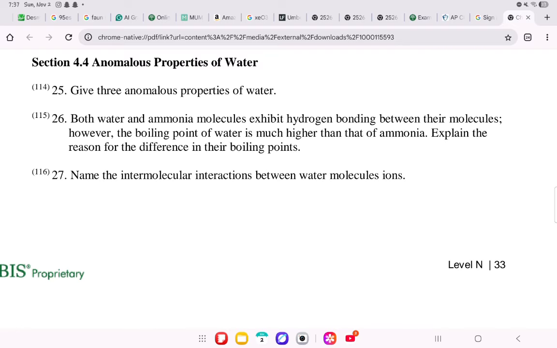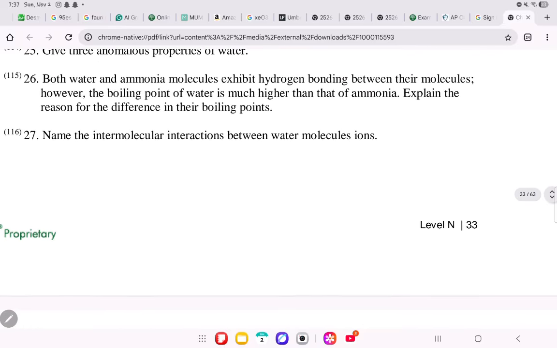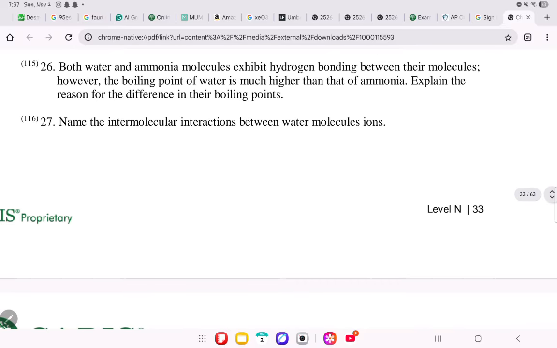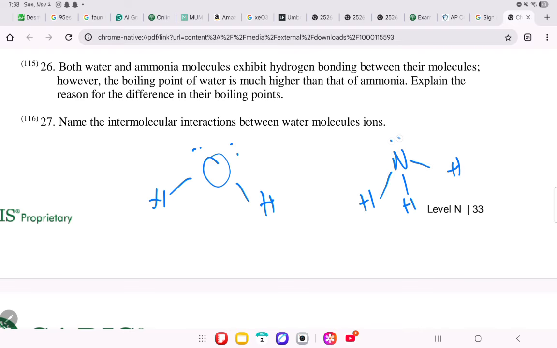26. Both water and ammonia molecules exhibit hydrogen bonding between their molecules. However, the boiling point of water is much higher than the boiling point of ammonia. Explain this. Now, this is very simply to do with the Lewis structure. If you draw the Lewis structure of water and the Lewis structure of ammonia, NH3, you will notice that oxygen has 2 lone pairs, whereas ammonia has 1. That means ammonia can form only 1 hydrogen bond, whereas oxygen can form 2. Now, due to this, there's going to be more extensive hydrogen bonding between water molecules, right? And this will lead to the big difference in their boiling points.